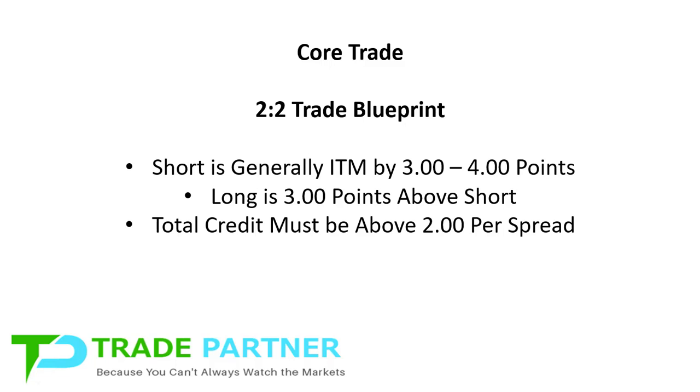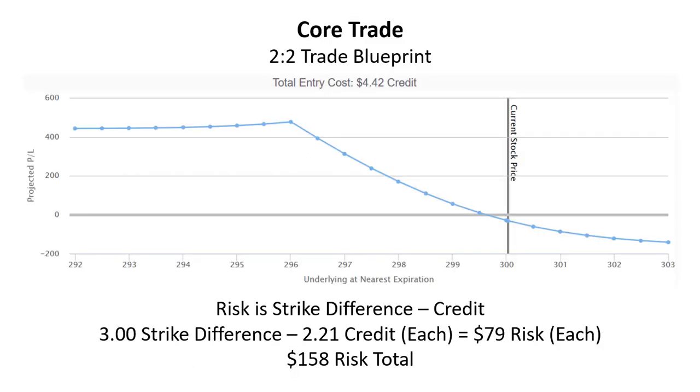And you might notice that really all we're doing is we're dropping that third long with regard to the blueprint. Instead of doing a 3-2, the whole thing is almost exactly the same, except for doing a 2-2. And this is what that looks like. And in this example, it is a 4.42 credit. And the risk is the strike difference minus the credit. Okay, strike difference minus the credit. And I'll discuss this more in the 3-2-1 setup that I will talk about here in a few minutes as well.